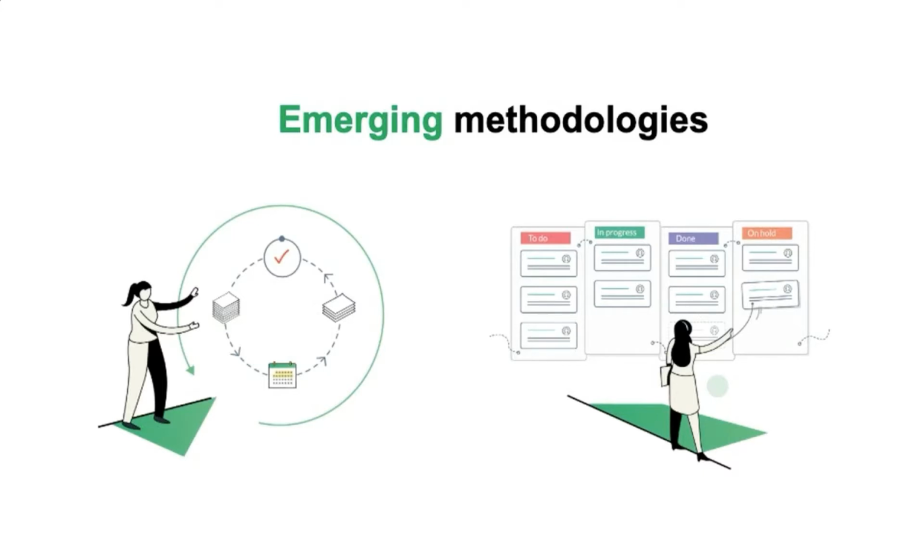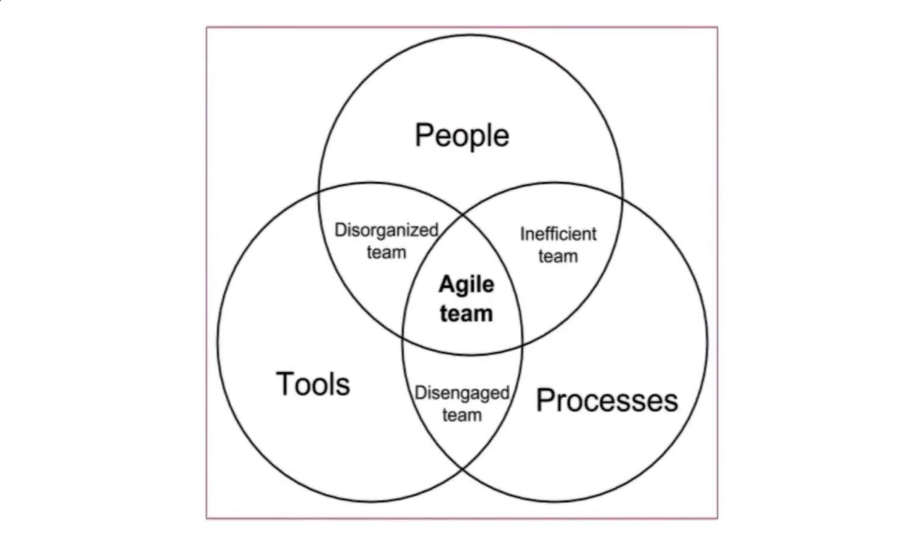Now, a successful and effective agile team is one that has the right people, the right processes, and the right tools. If you have the right tools and the right people, but no process or framework to guide your work, then you might end up with a disorganized team. We need to strive and continuously improve to reach the Kaizen state where all our people, tools, and processes are aligned.